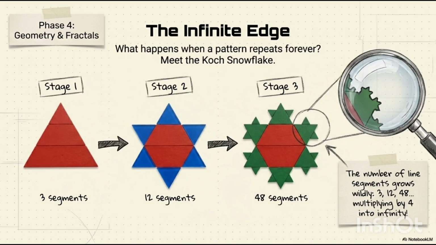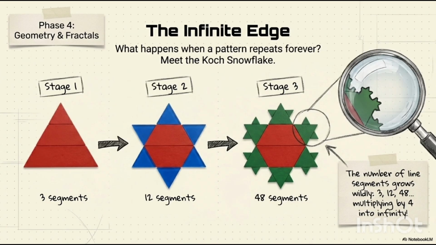So the number of line segments grows wildly. The first triangle had only 3 segments, the second one had 12, and the third one had 48. So what is the pattern here? The first one had 3 segments, right? Now we should do 3 into 4, that is 12. Then to get the third stage segments, we should do 12 into 4, that is 48. Now to get the fourth stage segments, we should do 48 into 4. So this is the pattern in Koch snowflakes.